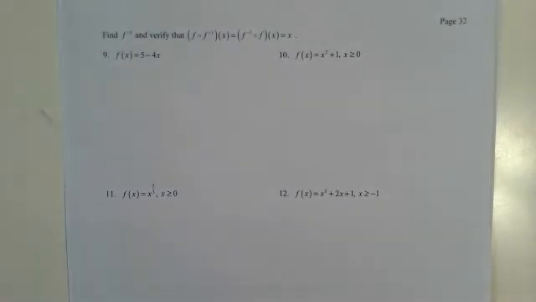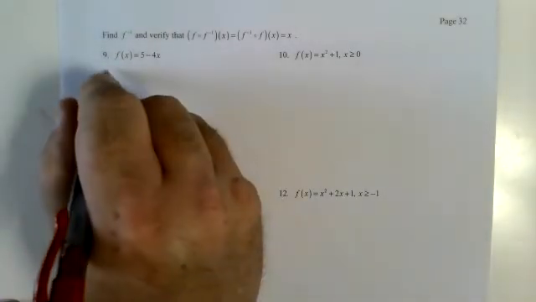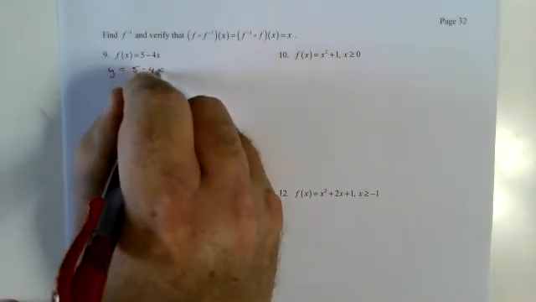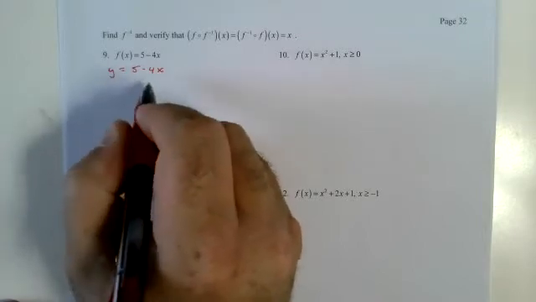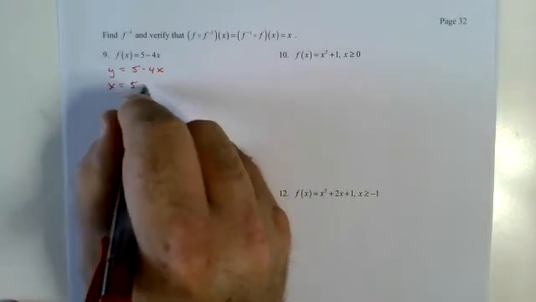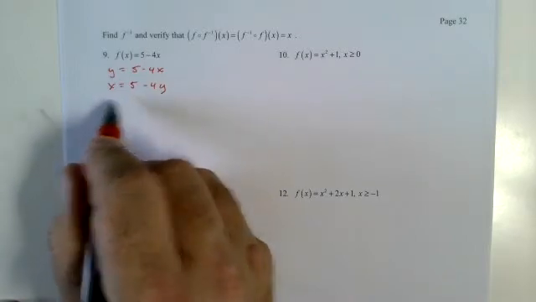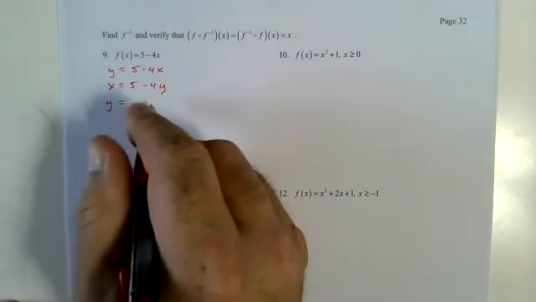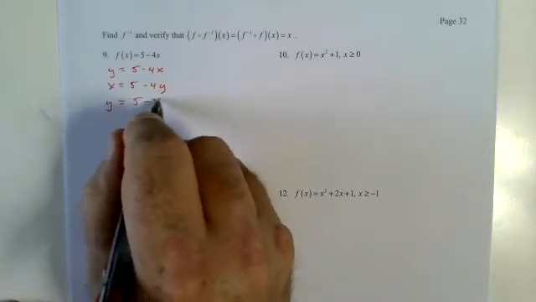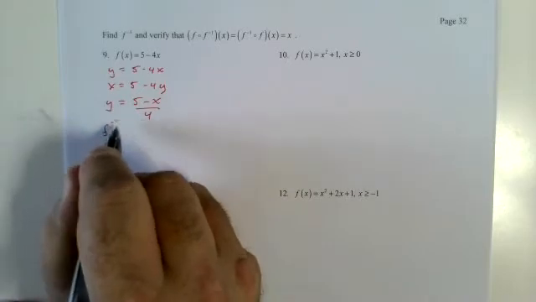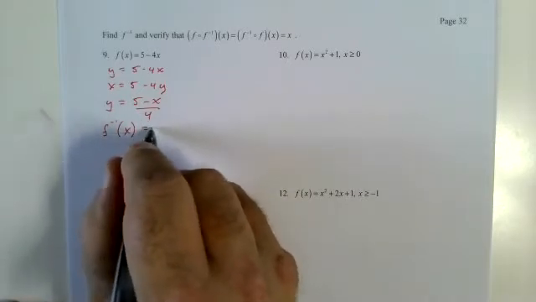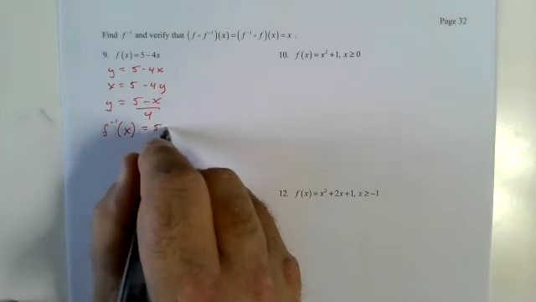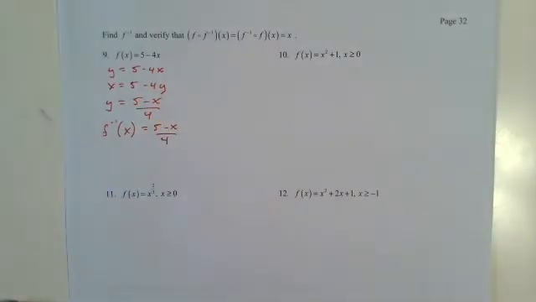So here we go with our inverse. Lots of algebra going down here. Strap in and hang on. So y equals 5 minus 4x. Then we switch them. We write x equals 5 minus 4y. Solve that, 4y equals 5 minus x, divided by 4. So y equals 5 minus x over 4. Therefore, the inverse function is 5 minus x over 4. And you could write it as negative x plus 5.